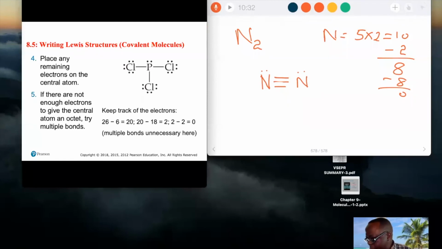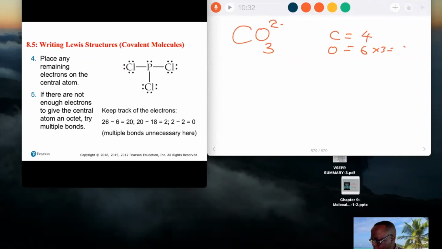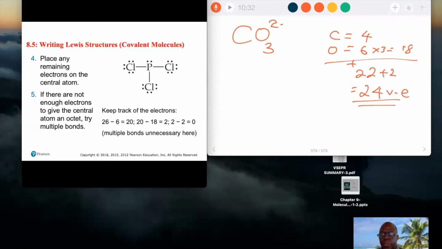For a polyatomic ion, such as carbonate, I know I used this before. There's an extra thing you need to do when dealing with a polyatomic ion. Carbon is in group 4. Oxygen is in group 6 times 3. This is 18 plus 4, that is 22 plus 2. This is 24 valence electrons. So we are working with 24.